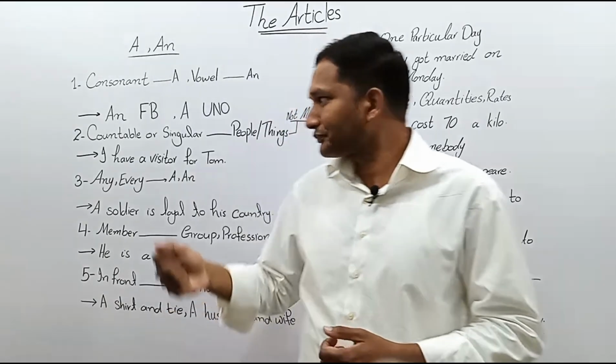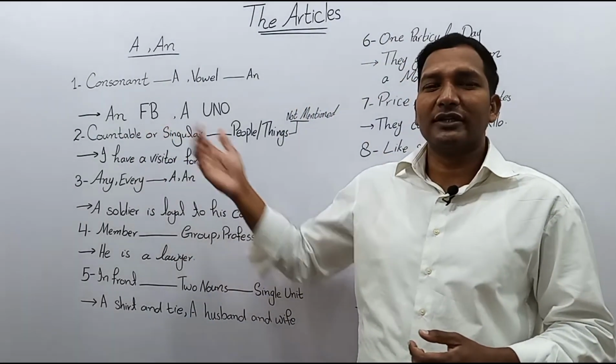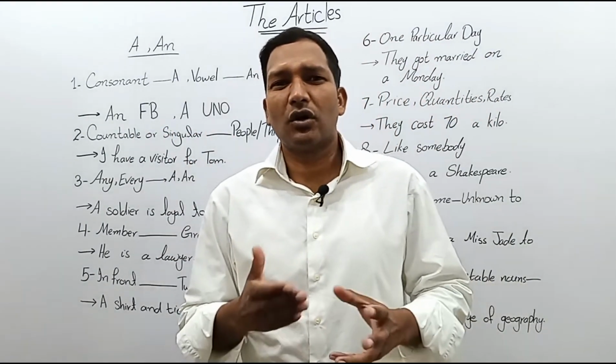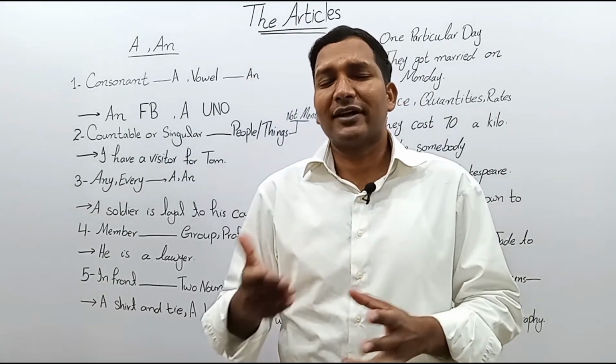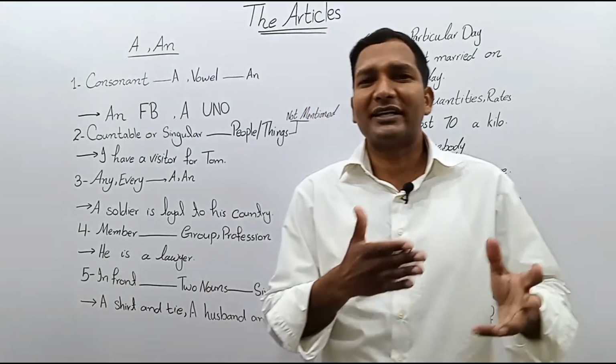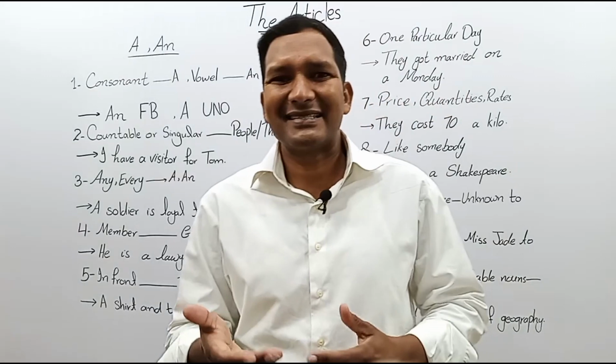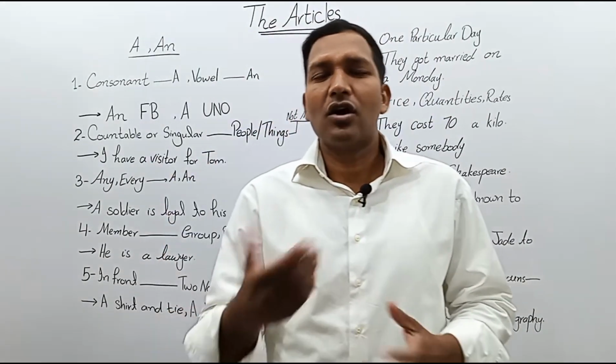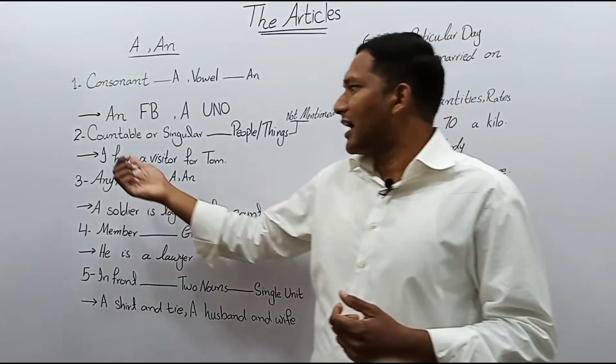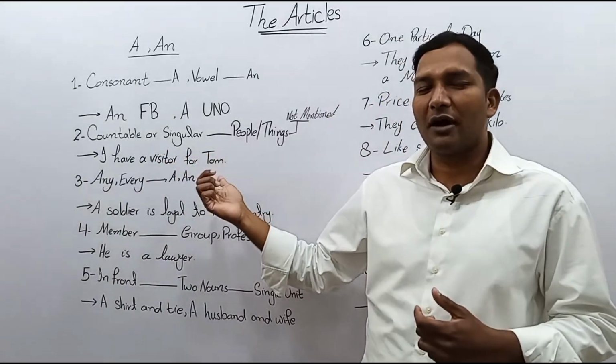Point 2. Countable or singular. When we talk about countable or singular nouns referring to people which have not already been mentioned by us, then we use article A or AN. For example, I have a visitor for Tom.